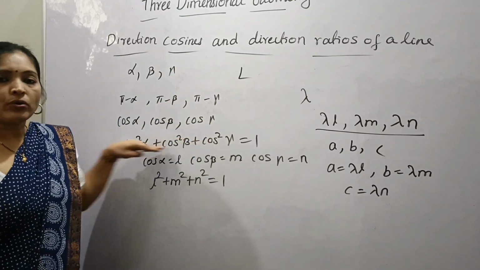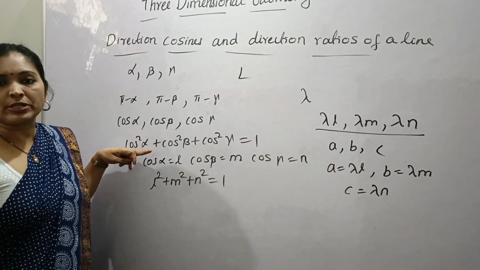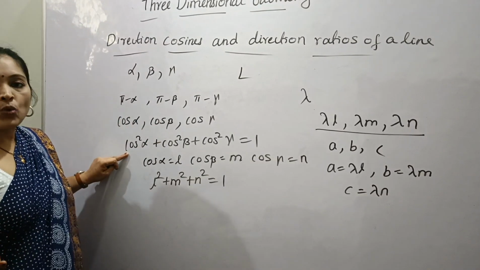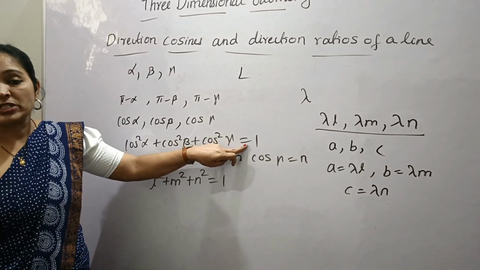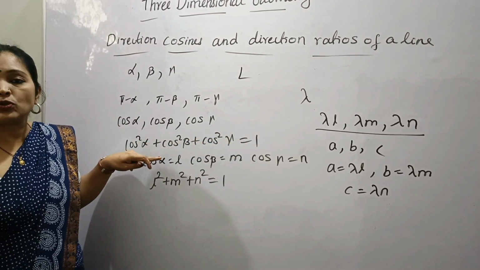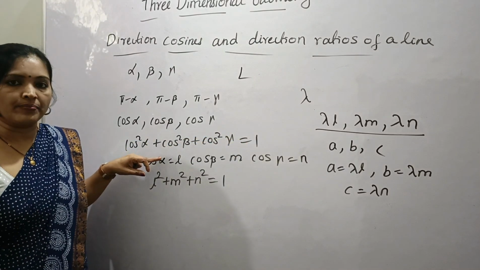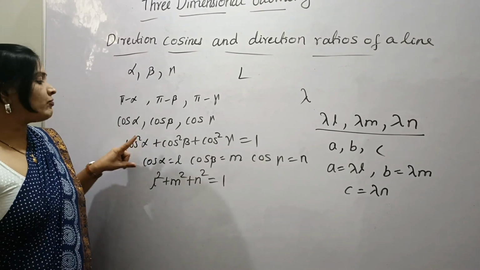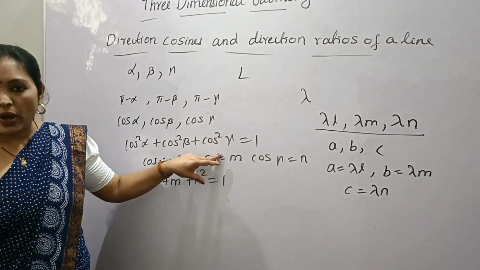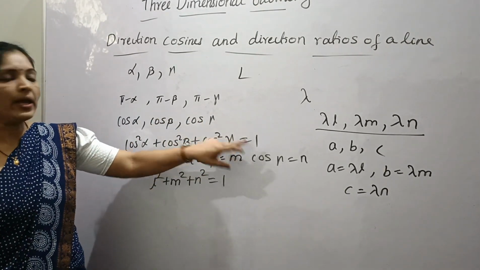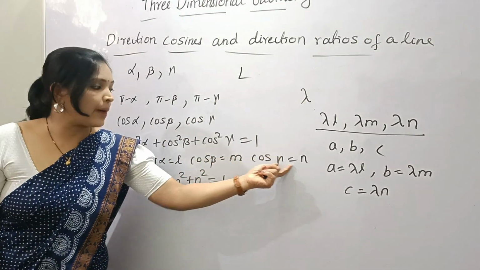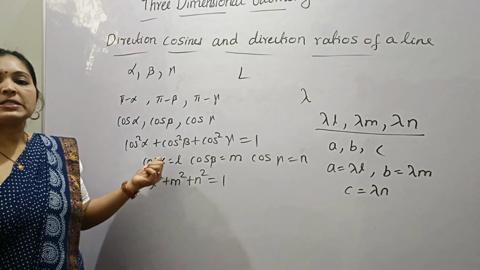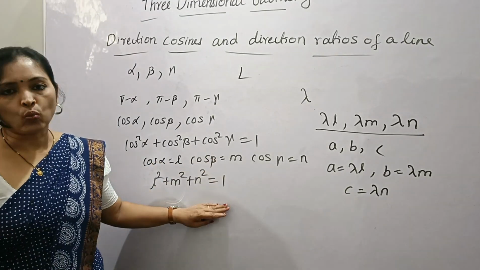We have already studied the relationship between them, that is cos square alpha plus cos square beta plus cos square gamma is equal to 1. It is a very important relationship between the direction cosines of a line. If cos alpha is equal to l, cos beta is equal to m, cos gamma is equal to n, then l square plus m square plus n square is equal to 1.